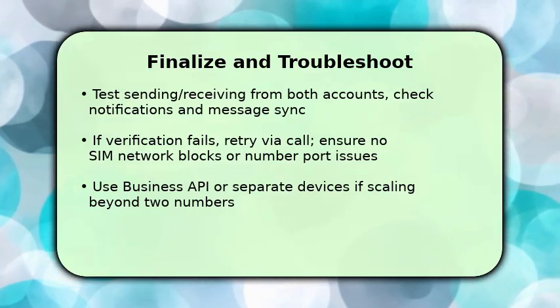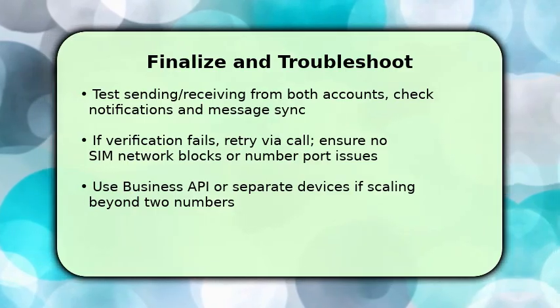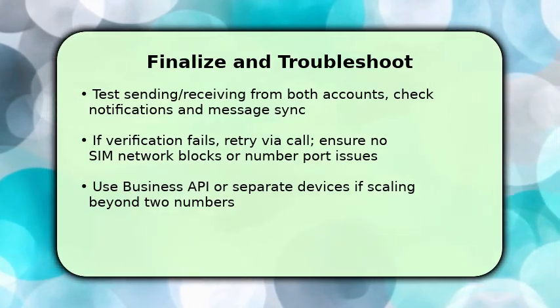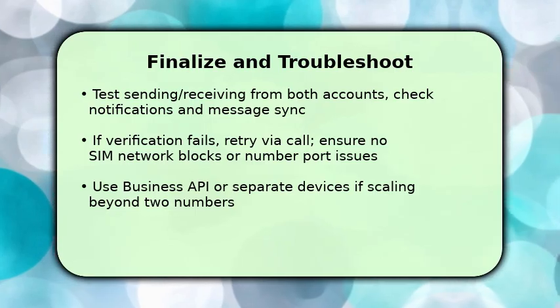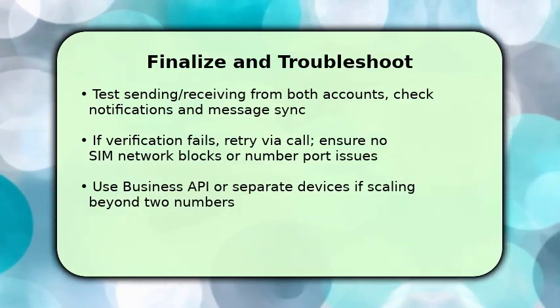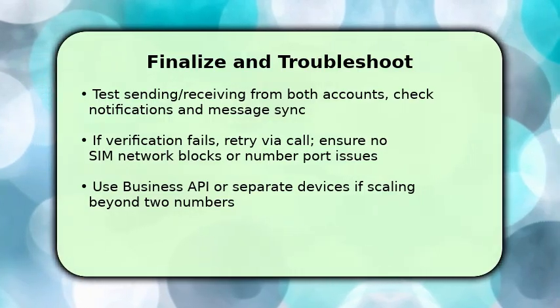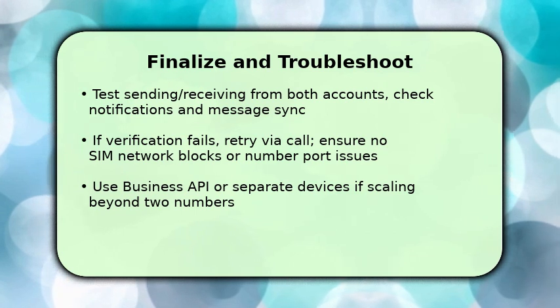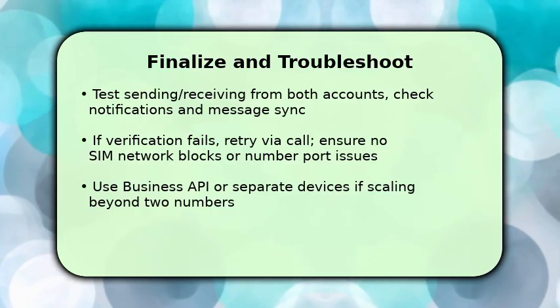If a verification code doesn't arrive, request a call and verify network/SIM status. Sometimes ported numbers or VoIP providers block SMS, so switch method or provider. If you need more reliability or multiple numbers at scale, consider WhatsApp Business API or dedicate separate devices. Remember, maintain clear profiles to avoid customer confusion and routinely check back.